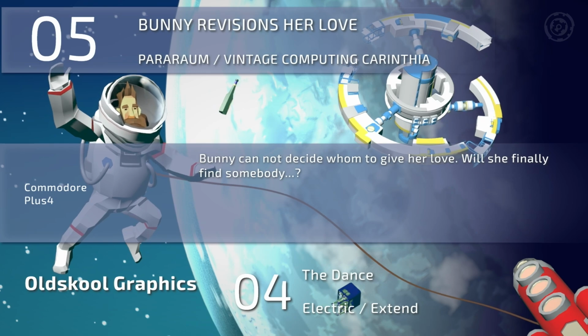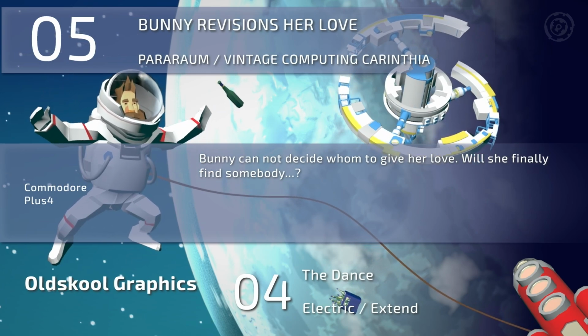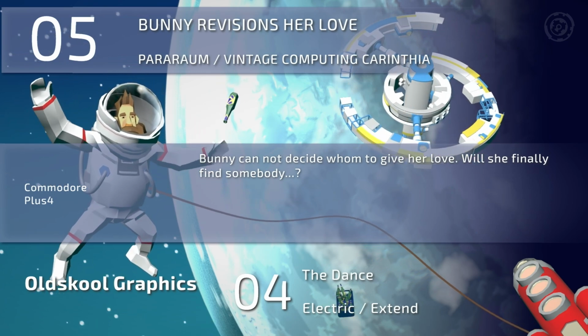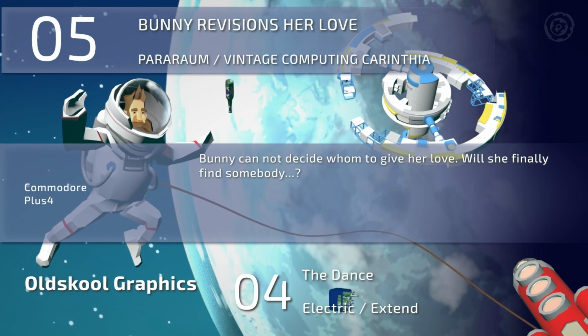Bunny Revision to Love by Pararaum, a vintage computing Carinthia. Always a lot of rabbits in this one. This is a Commodore Plus 4 picture. The Plus 4 has more color possibilities, which you can see here, than the C64 because of the TED chip.